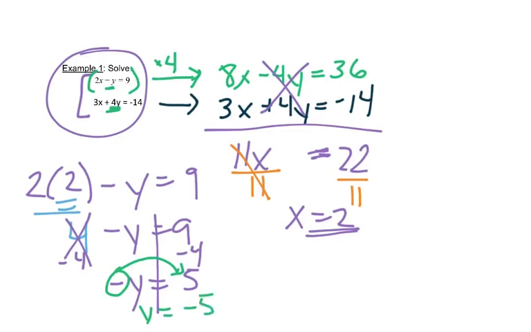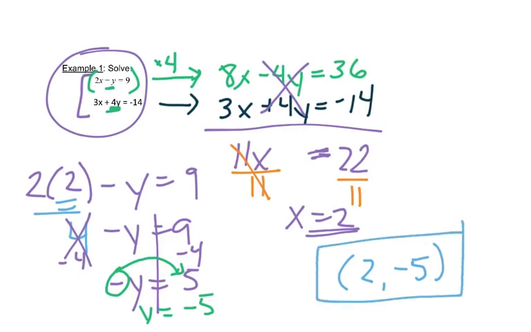And then we need to write our answer as an ordered pair. So I write the x first, and then the y. So (2, -5). What this means is that if I replace x with 2 in the beginning problems and y with -5 in the beginning problems, it makes both equations true at the same time. Okay, it's a solution that works not just in the top one but also in the bottom one.